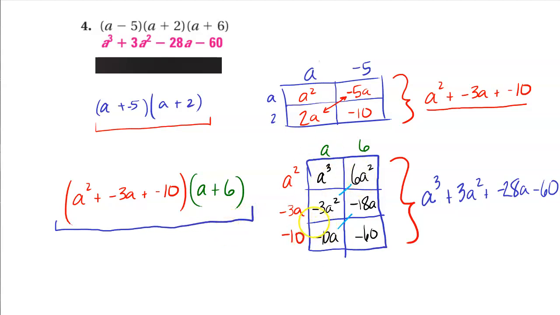And we did it with that box model. I only wanted to show that to you guys because you might have seen it before, and it might trigger a previous method that you've used before and may have appreciated or liked doing it that way. And so the final answer then is a cubed plus 3a squared plus negative 28a minus 60. And so there's my answer.